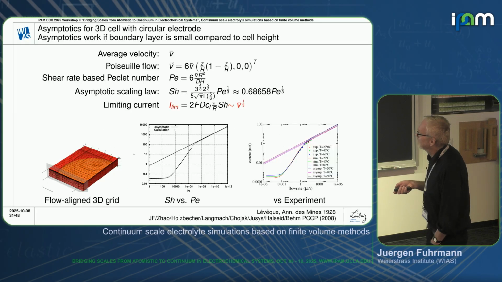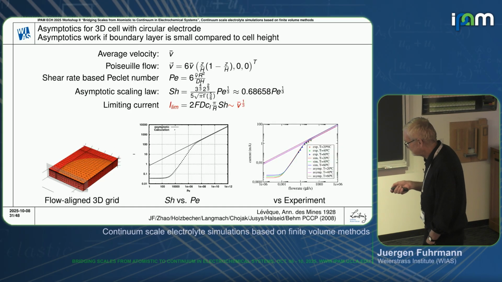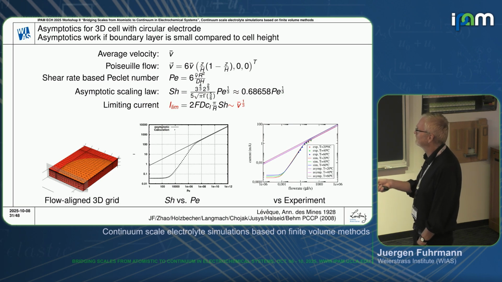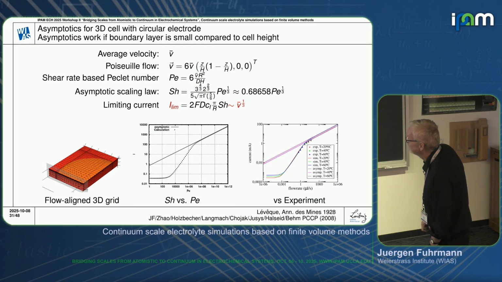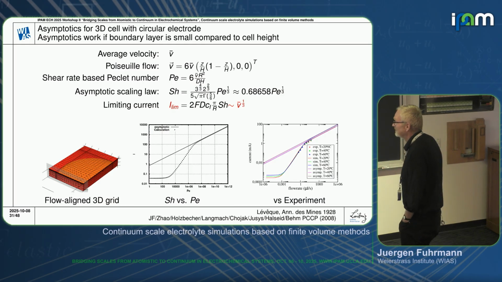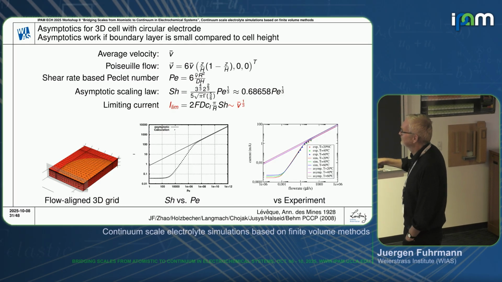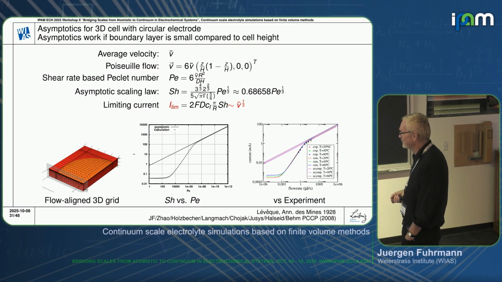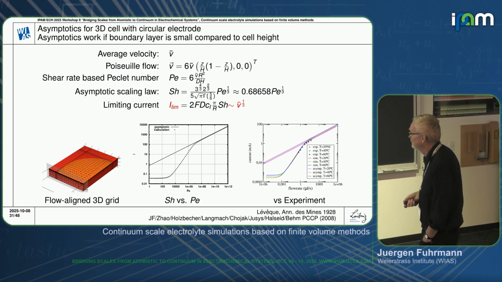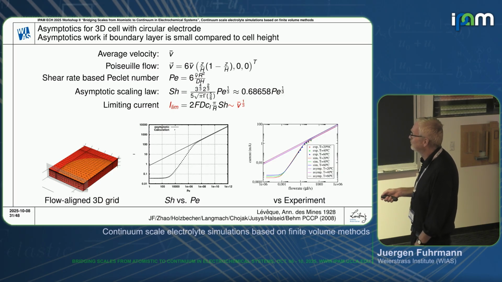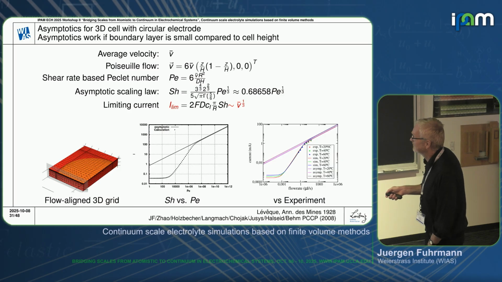And we did this experimentation and compared it with experiments in the Behm group. There's the theory by Levesque from 1928, that the limiting current is proportional to the third root of the velocity. This can be derived by asymptotic theory. But the tricky thing is that this is only true for large velocity. This is a large velocity asymptotic.